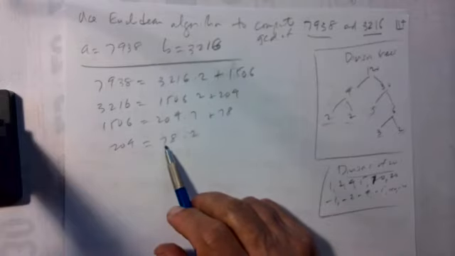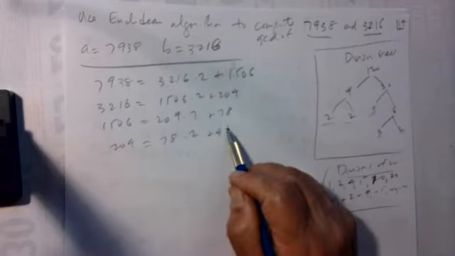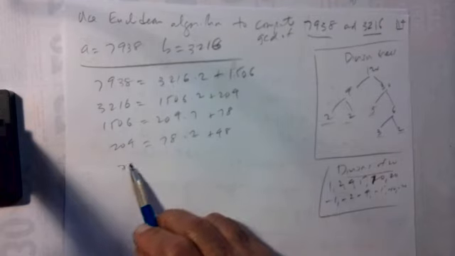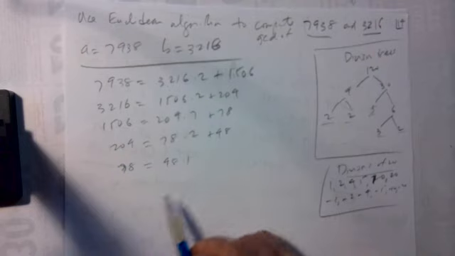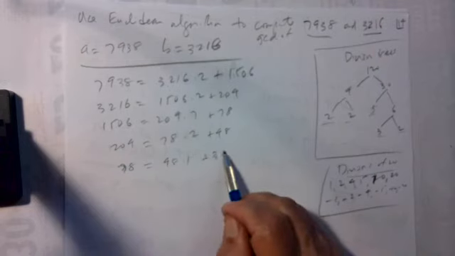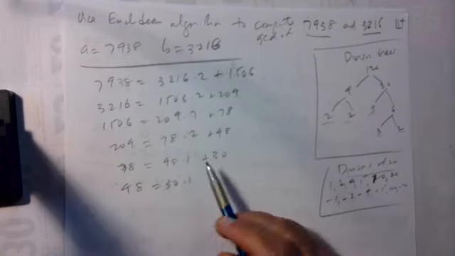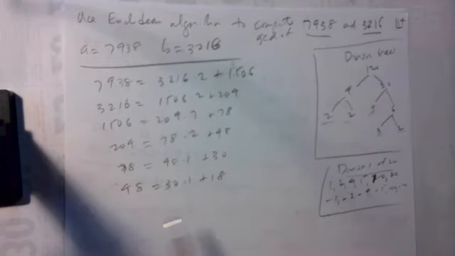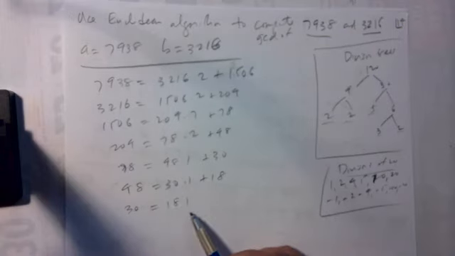This is 156. That leaves a remainder of 48. And if I divide 78 by 48, that goes once and leaves a remainder of 30. 48 divided by 30 has a quotient of 1 and a remainder of 18. 30 divided by 18 goes quotient of 1 and a remainder of 12.